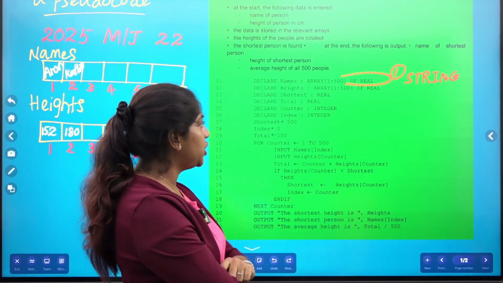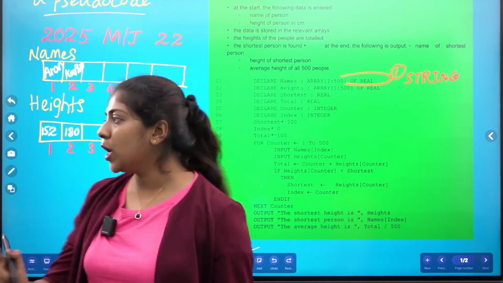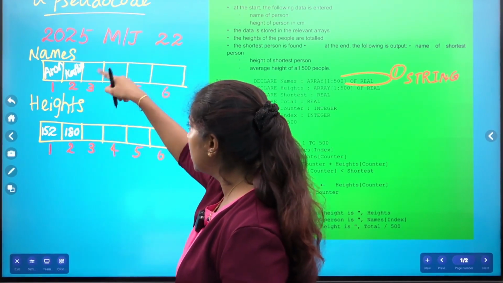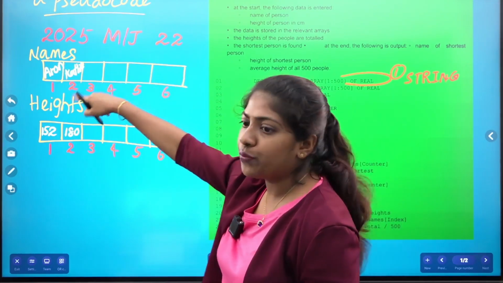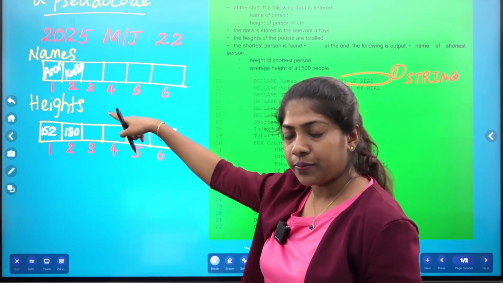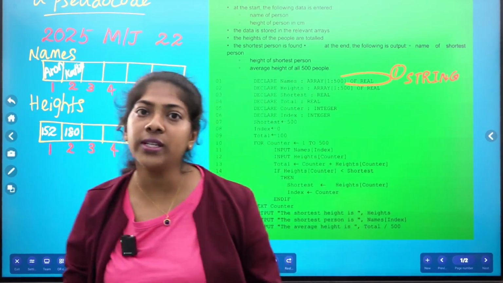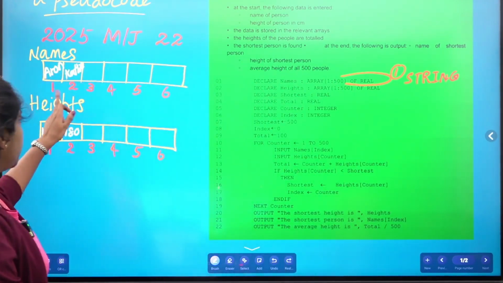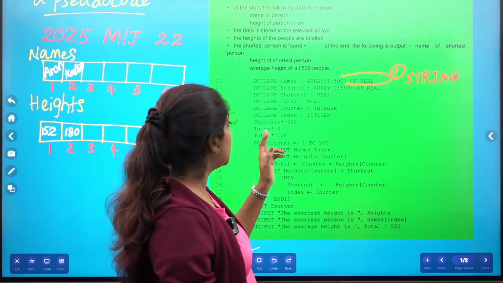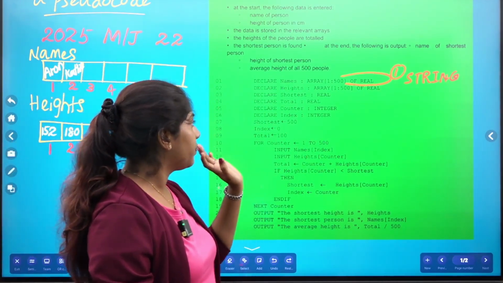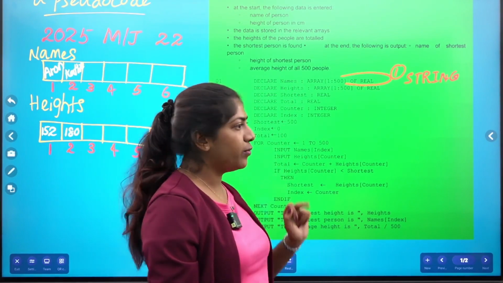Declare counter integer. So what does counter mean? We are going to loop through these arrays, so for that we use a counter. Got it? So counter is an integer value. Why? 1, 2, 3, 4, 5, 6, like that we have to go. So that is integer. Index is also integer.